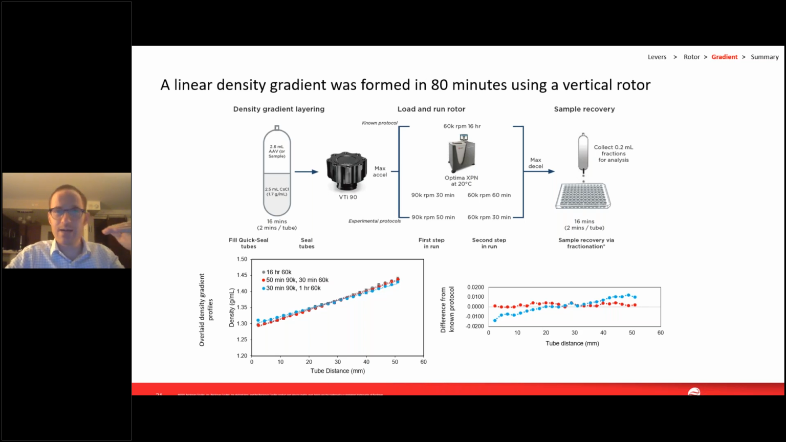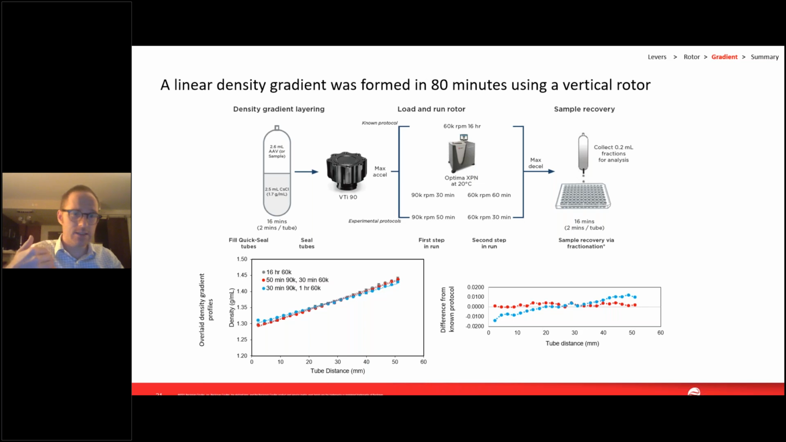And what we found was that running it at 50 minutes at 90K RPM and then 30 minutes at 60K RPM, that's the red dots there, got the exact same profile as that 16-hour run. And you could see the difference there. It was close enough for us to feel very comfortable.